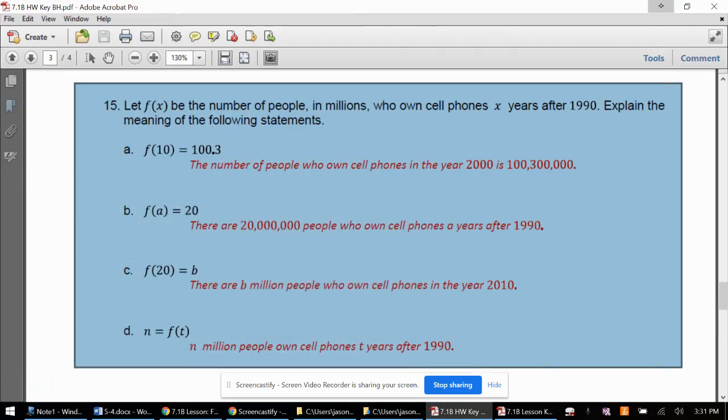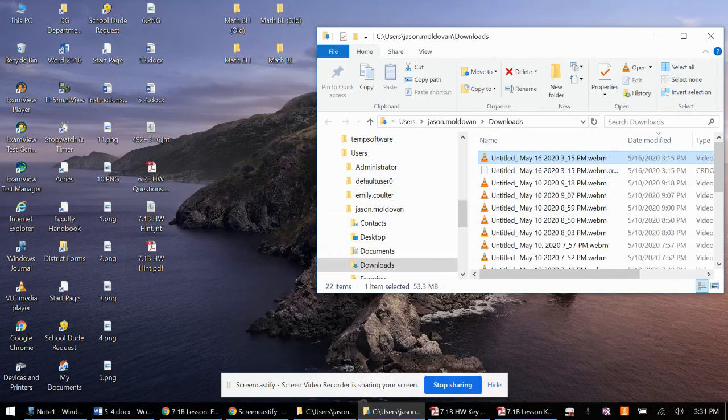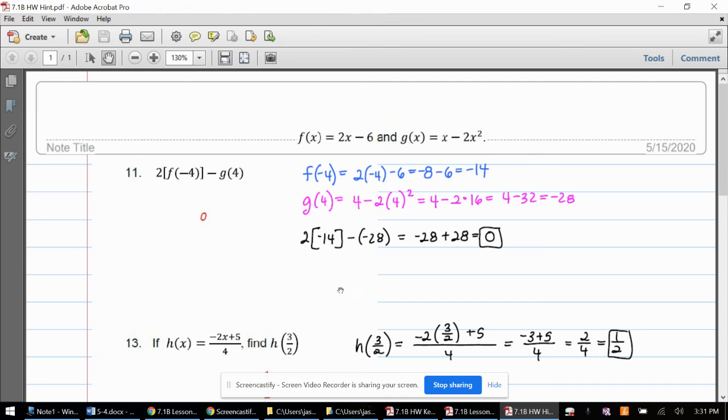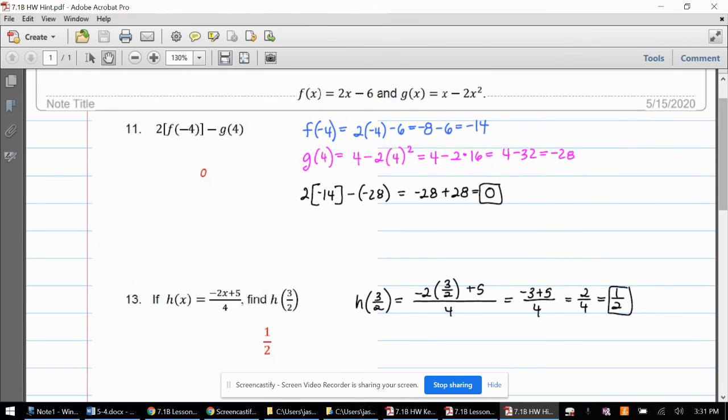There was also a question which I posted in Google Classroom, if I had all this craziness, about the 7-1B homework. And I did work out these two problems, 11 and 13. So if you have not looked at those, go into Google Classroom under the 7-1B homework. And I did show some work on how to evaluate using f of X and g of X and this long expression. And then there was number 13, which used a different one, h of X.